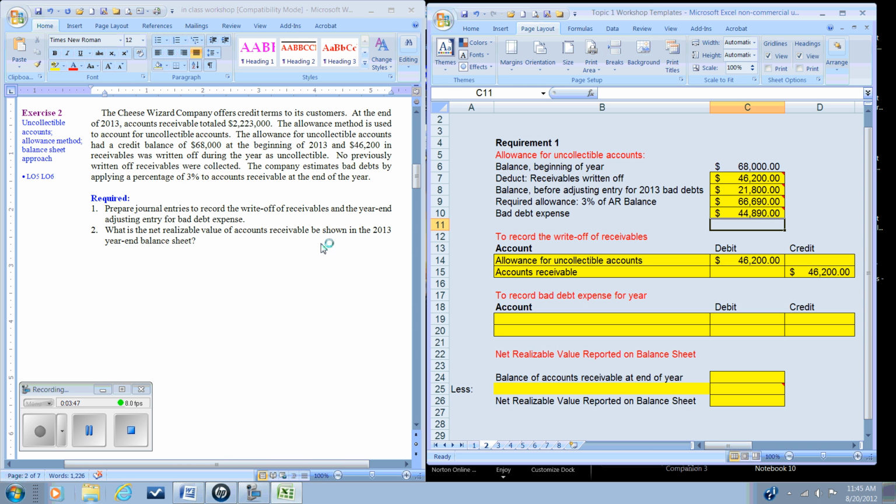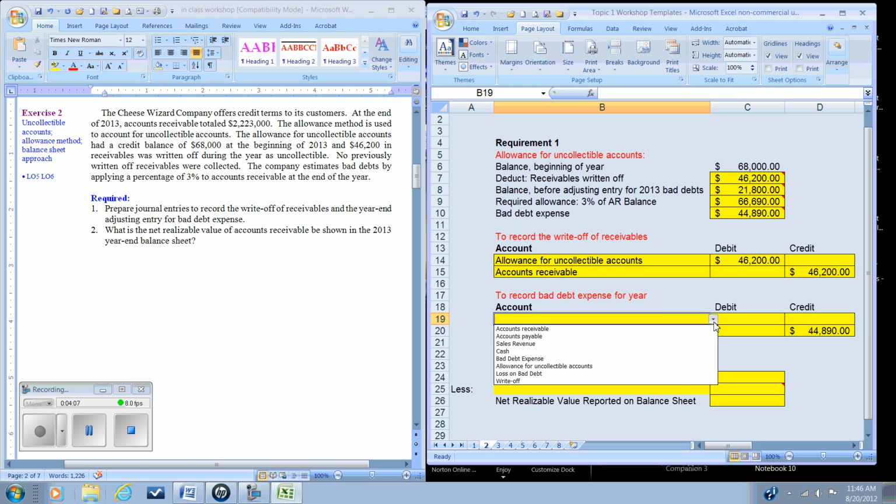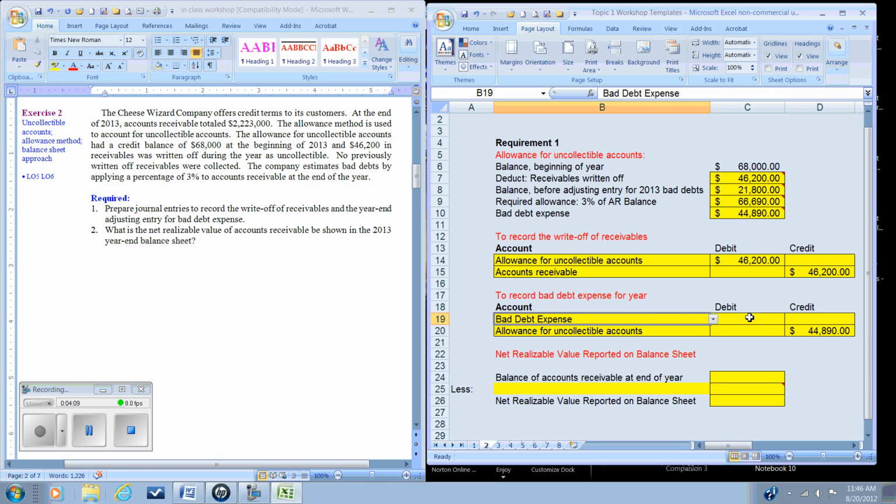So we're going to have to increase the allowance for doubtful accounts by $44,890. We're going to do that through a credit to the allowance for doubtful accounts based on our analysis. And that increase in the allowance will cause us to recognize bad debt expense of an equal amount.